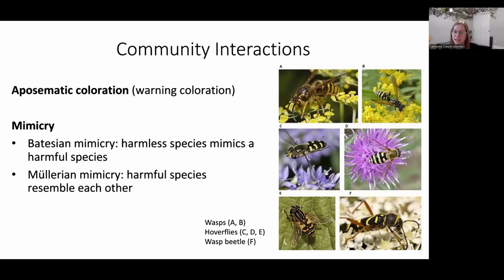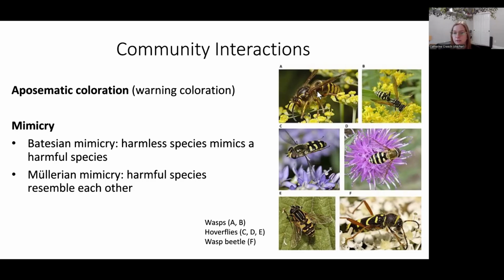Another way that communities can interact is with mimicry. We have two types of mimicry. We have mimicry in which a harmless species mimics a harmful species, and then we have mimicry where harmful species all resemble each other. So for example, in Mullerian mimicry, harmful species mimic each other. That's like bees and wasps. They both have the black and yellow pattern. They are indicating that they are harmful. That is Mullerian. In Batesian, you're going to have harmless species looking like harmful species.